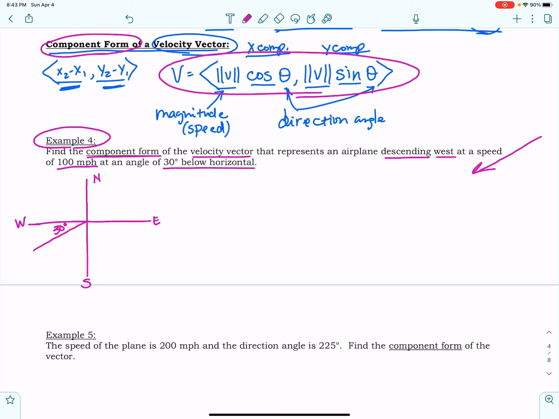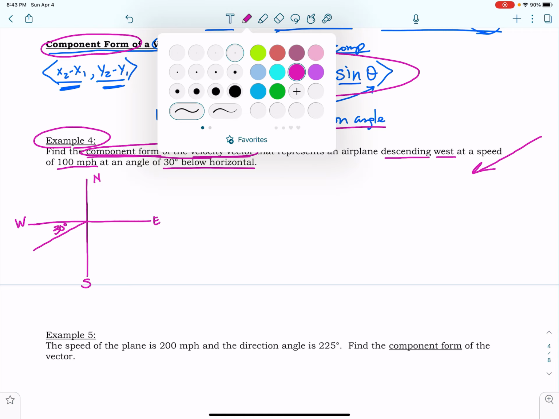Okay, so if we want the component form of a velocity vector, we need two things. We need the speed and we need the direction angle. So let's find the direction angle first. That's going to be the easiest part. Well, it's not the easiest part because the speed's given to you, but you know what I mean.